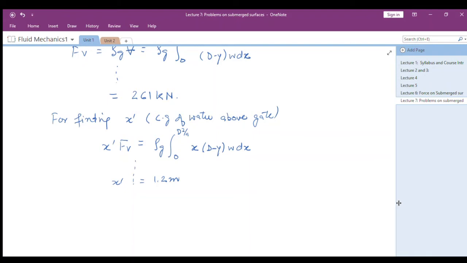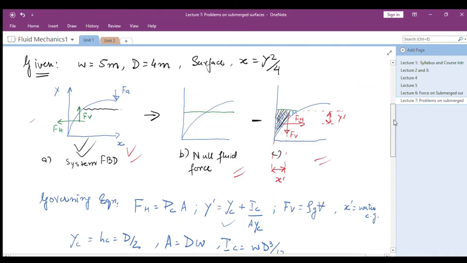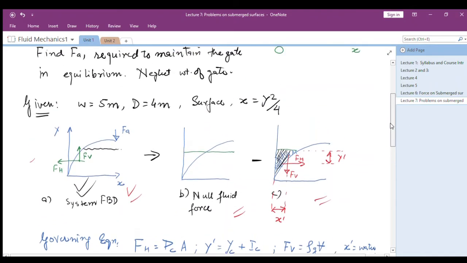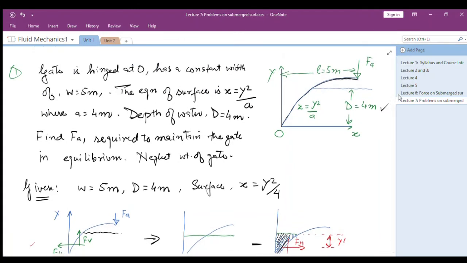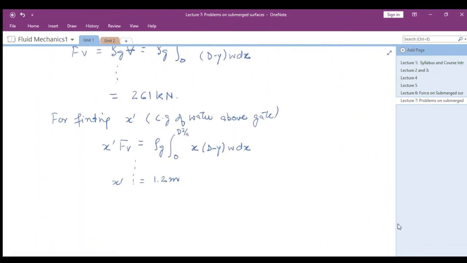Now our final problem, what we had to find in this particular case, if you would come back here again, the whole question was to find the value of FA. What should be the value of FA so that this gate would not tip over like that and it would stay like that? How much should this vertical force FA be? Now it is quite easy. We know all the forces which are acting.